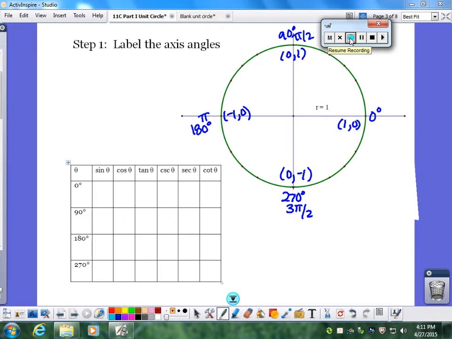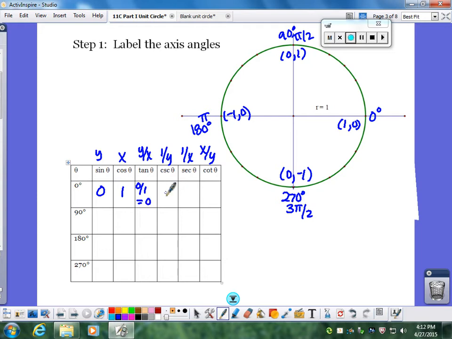Alright, so I've just got the same thing on a smaller scale here. So here we want to find, now remember our sine is y, cosine is x, tangent is y over x, cosecant is 1 over y, secant is 1 over x, and cotangent is x over y. So the sine of 0 degrees is going to be the y coordinate, so the sine of 0 degrees is 0. The cosine of 0 degrees is the x coordinate, which is 1. Tangent is y over x, so 0 over 1, which is just 0.